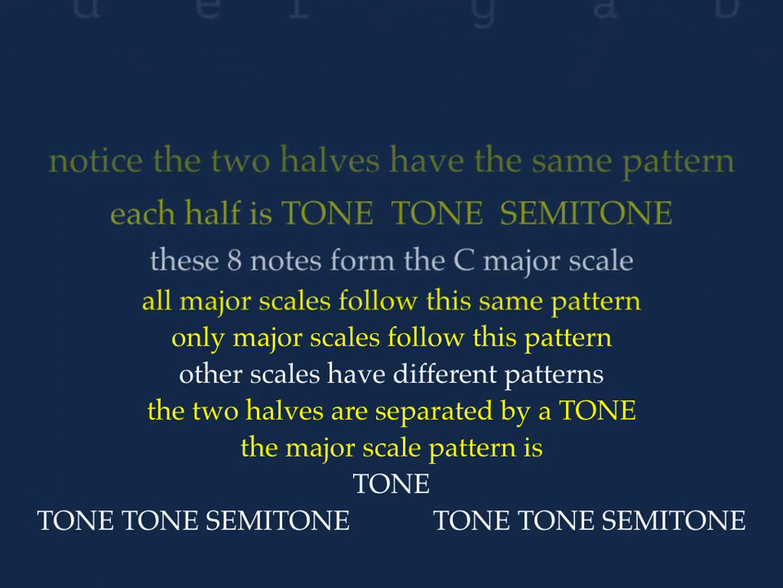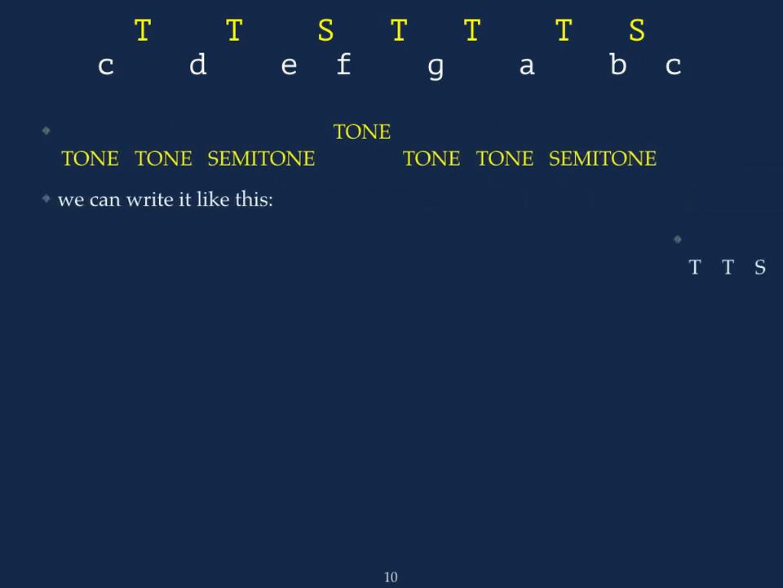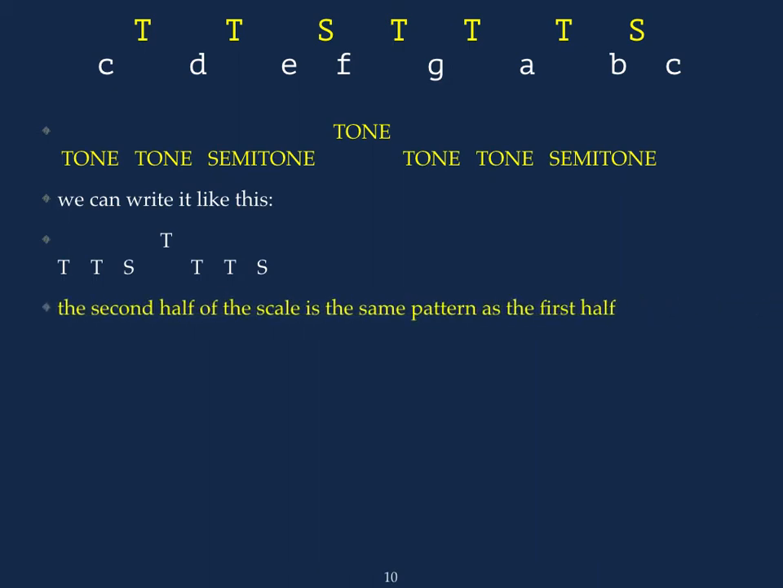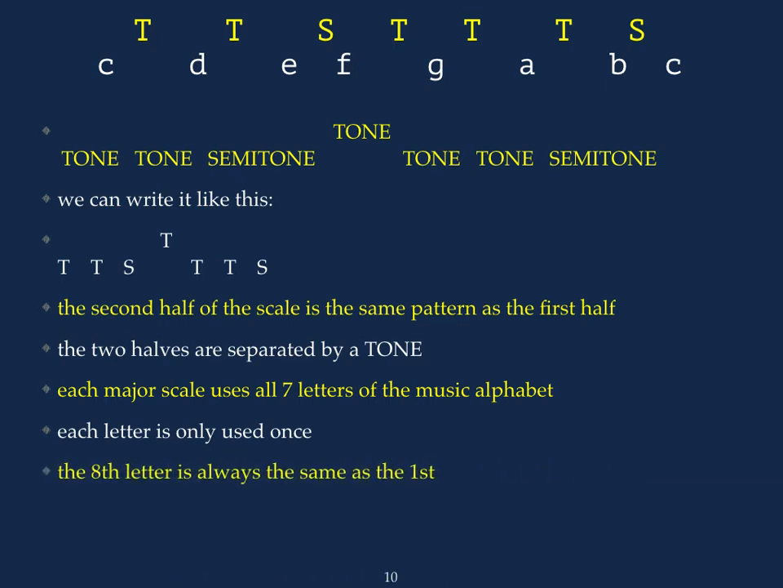So we can write that again using T for tone and S for semitone, like that. The second half of the scale is the same pattern as the first half. The two halves are separated by a tone. Each major scale uses all 7 letters of the music alphabet. Each letter is only used once. The 8th letter is always the same as the first.